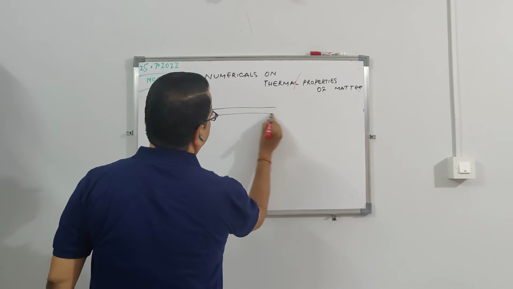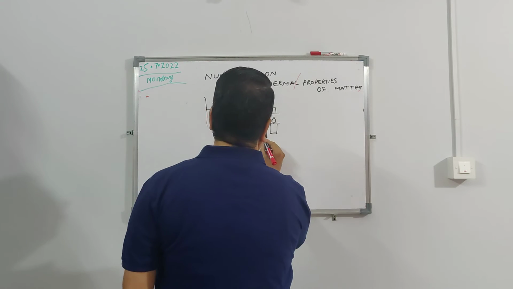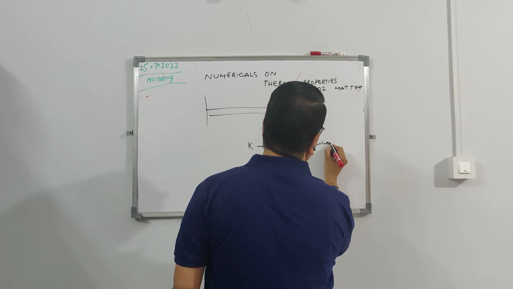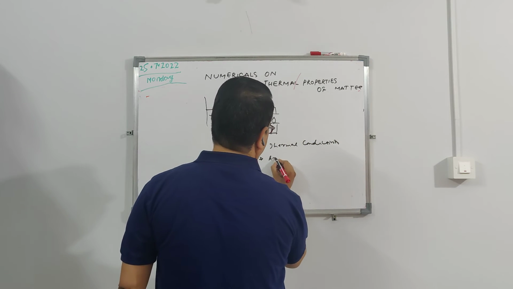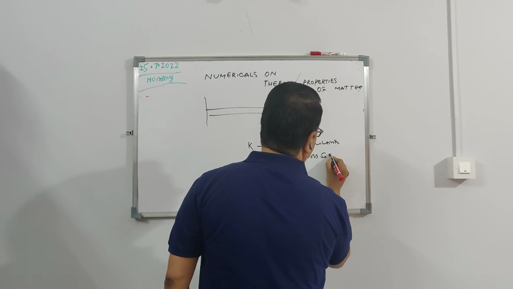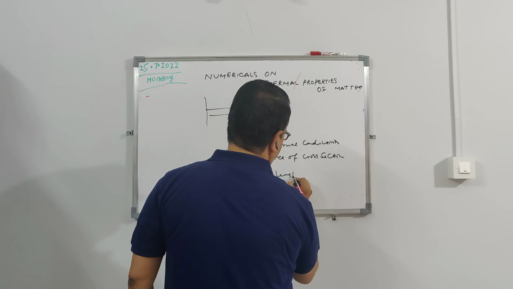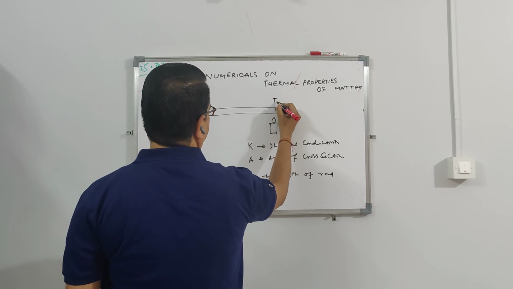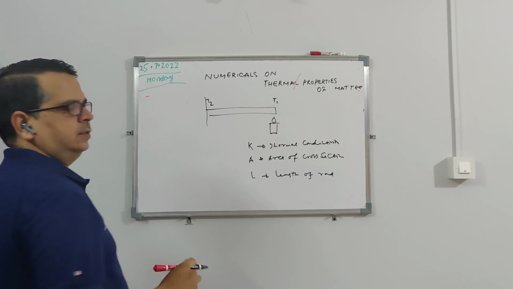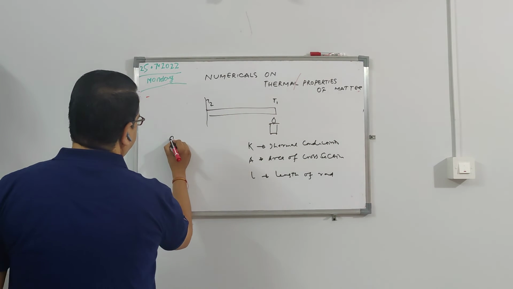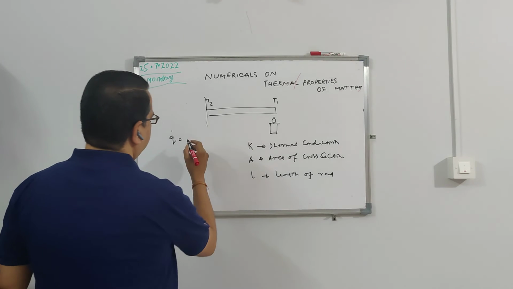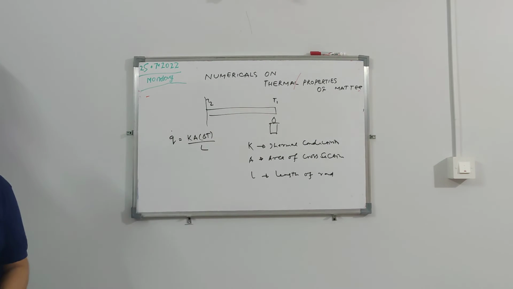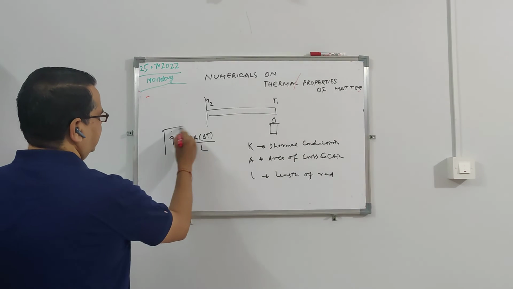So you have an iron rod and you are heating it. The thermal conductivity of this rod is K, A is the area of cross section, and L is the length of the rod. Let us say the temperature here is T1 and here it is T2. The amount of heat transfer from here to here is Q dot, the heat transfer rate, which is K A delta T divided by the length. So this type of question you can solve using this approach.